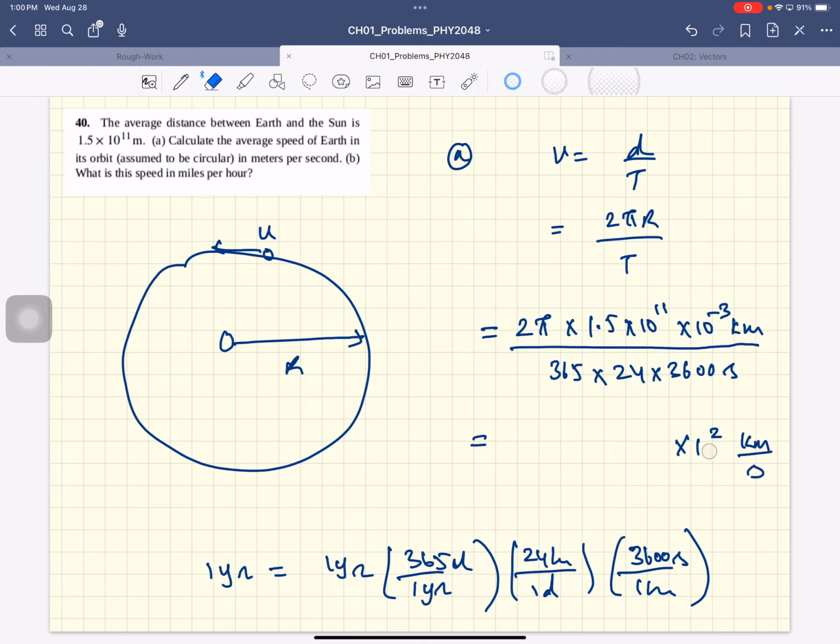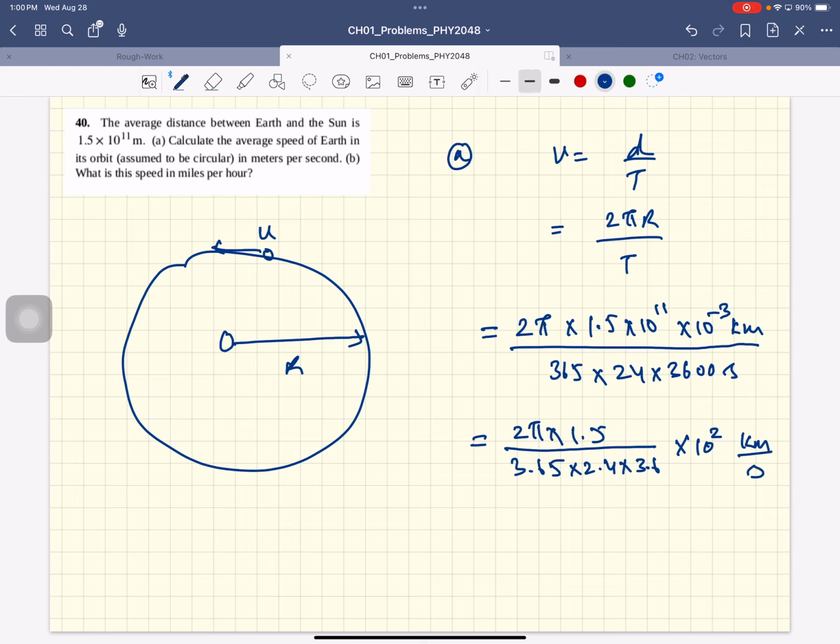So that's what you want to do. And now the rest is 2 pi into 1.5 divided by 3.65 into 2.4 into 3.6. So you're less likely to make mistakes that way. Anyway, that's my habit, and I like that, and I'm going to stick by it. I'm just sharing tricks of the trade with you guys.